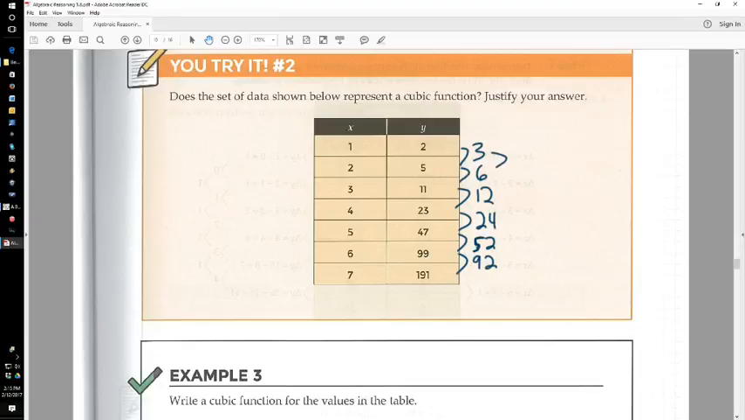All right, so let's find the second difference. 6 minus 3 is 3. 12 minus 6 is 6. 24 minus 12 is 12. 52 minus 24 is 28. 92 minus 52 is 40. Now the third difference: 6 minus 3 is 3. 12 minus 6 is 6. 28 minus 12 is 16. 40 minus 28 is 12. So this isn't cubic either.